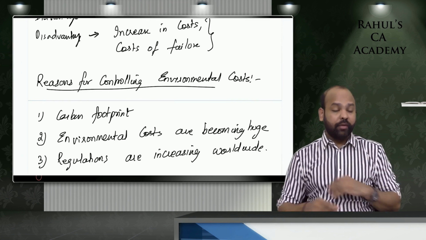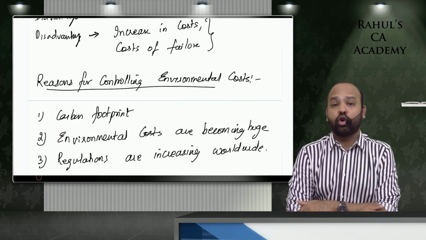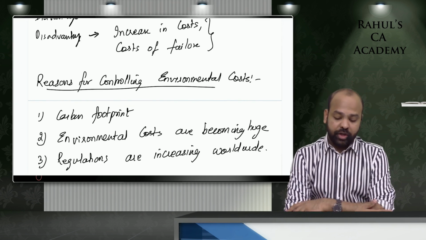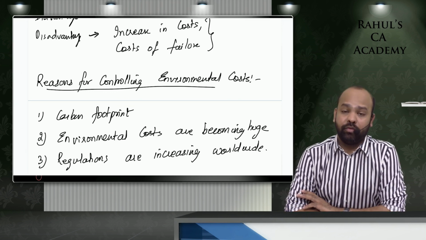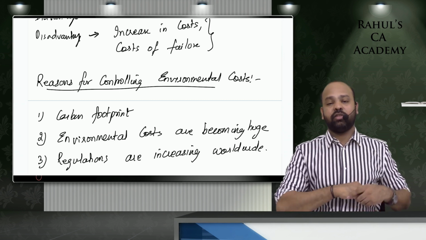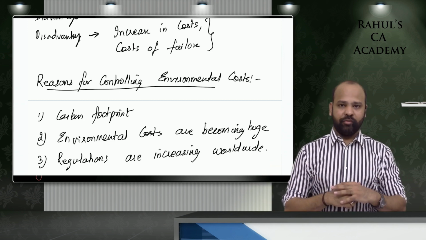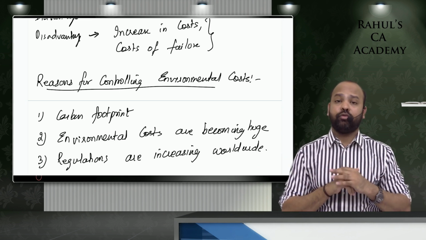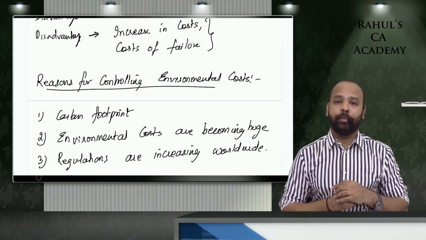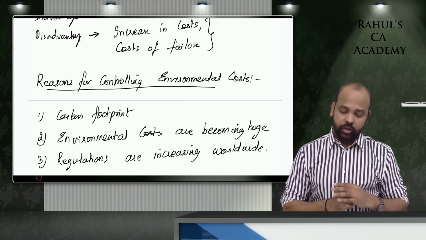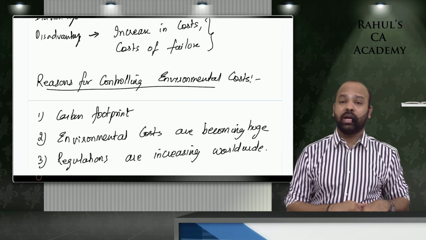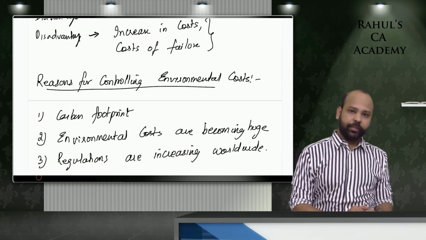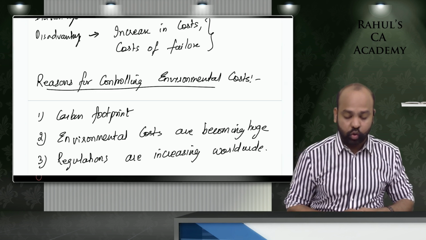Reasons for controlling environmental costs. There's a lot of things spoken about the carbon footprint of different companies. So more and more nations are becoming aware of this, and they're trying to evaluate companies on the basis of carbon footprint, the emissions into the environment. We know how in China a lot of companies were forced to close because they were coal powered and they were contributing to pollution. Then environmental costs are becoming huge. They might levy a huge amount of penalties. The regulations are continuously increasing worldwide. So these are the reasons for controlling environmental cost.